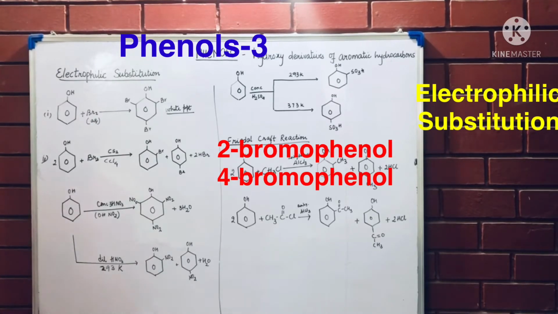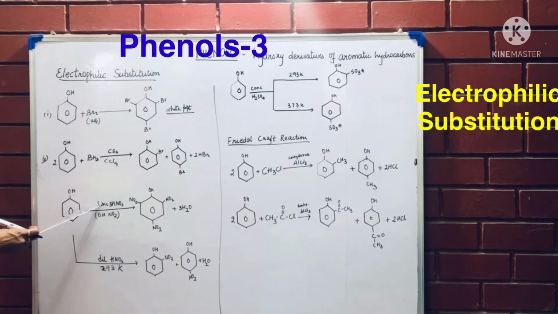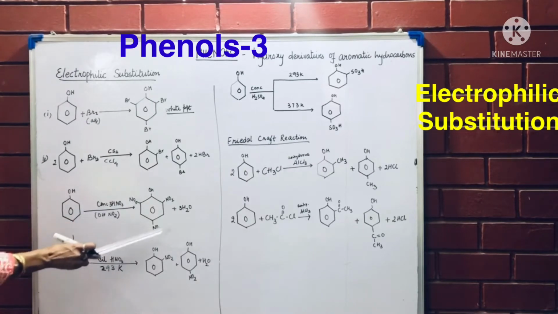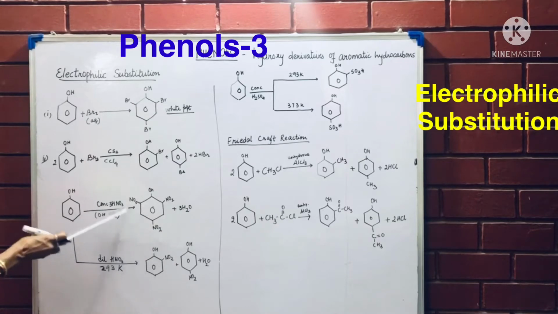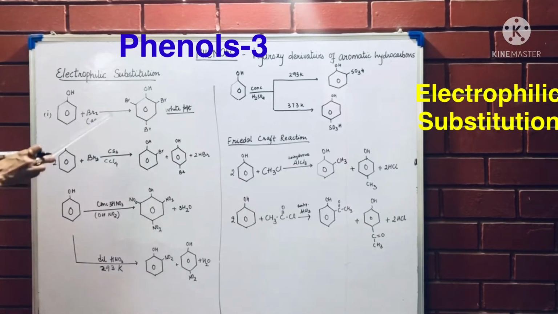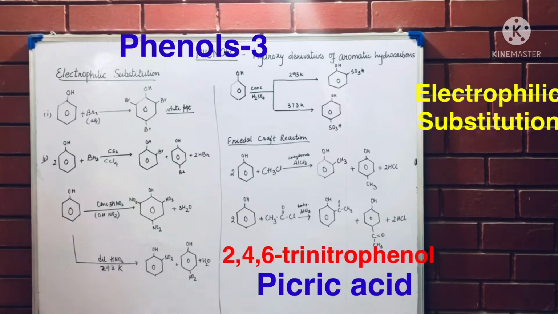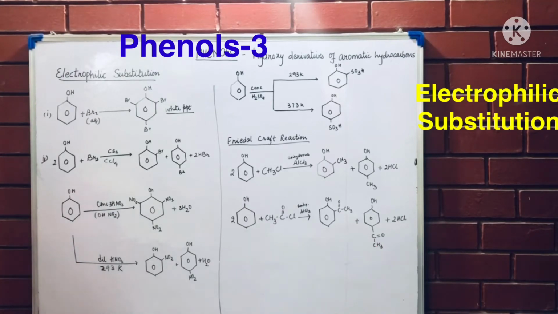Similarly here, if concentrated nitric acid is used, then 2,4,6 trinitrophenol is formed, like this one. That is, all ortho positions and para position are occupied. There are two ortho positions on the ring. There is just one para position. These two are meta positions. So both the ortho positions and para position are occupied. If I use dilute nitric acid, then one ortho product and one para product is formed.